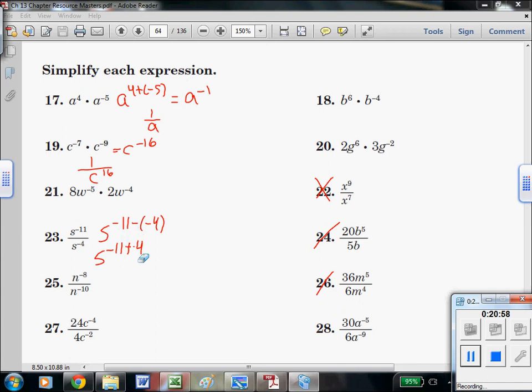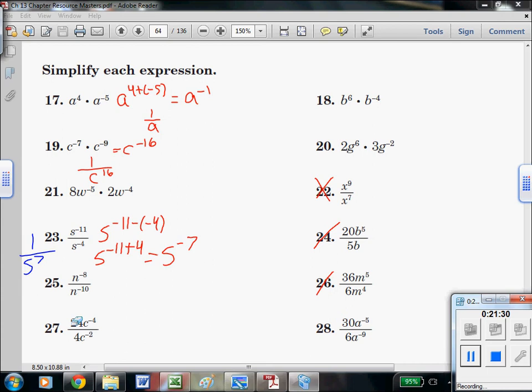Use your negative skills back from chapter 1. Negative 11 plus 4 means start heading back towards 0, so you get negative 7. So that equals s to the negative 7 power. So you can say the answer is s to the negative 7 power, or you can move it to the other end of the fraction. In this case, it'll be towards the bottom to make it a positive exponent. So you can say 1 over s to the positive 7 power. I totally wrote that way too low, as if I was about to write a negative. 1 over s to the positive 7 power. You could write it like that for number 23.